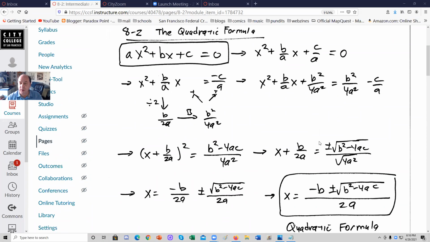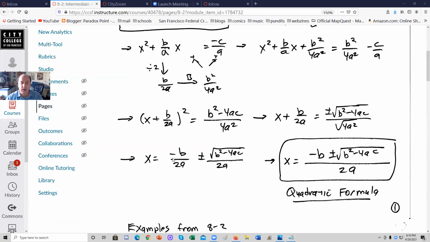We transpose the b over 2a, and we get x equals minus b over 2a plus or minus root b squared minus 4ac over 2a. And we usually put it over the common denominator. And so you get x equals negative b plus or minus root b squared minus 4ac, all that divided by 2a. A piece of advice in the matter of writing this down: try and make sure you make the root sign long enough and the divide sign longer still.